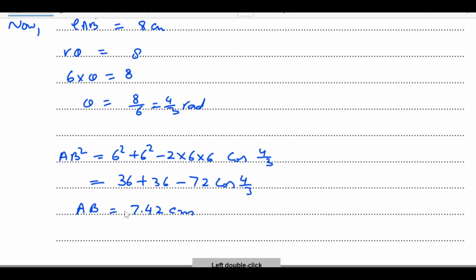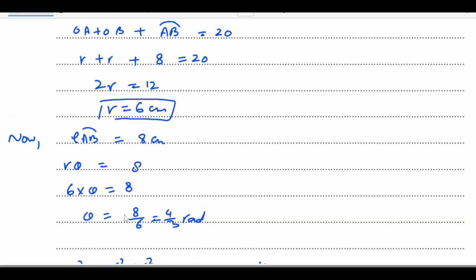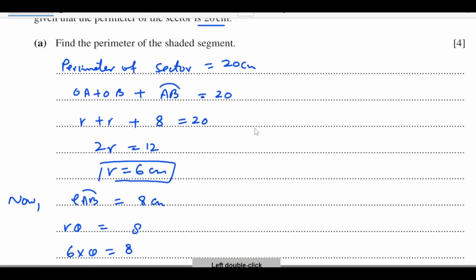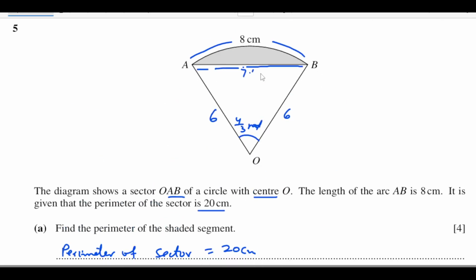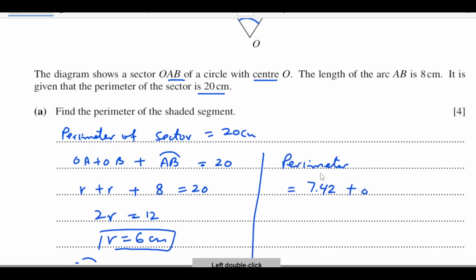So once we have the value of AB, then we can find the perimeter. Now it's easy to find the perimeter of the shaded shape, the required one. It is going to be 7.42, which we got for AB, plus the length of the arc which is 8 centimeters. So this comes out to be 15.42, and we will write down here 15.4 to 3 significant figures.